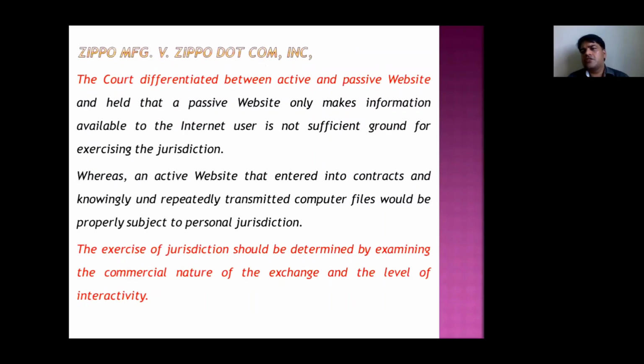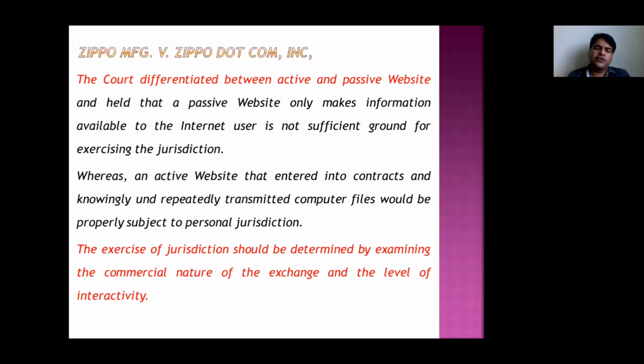Now we will take some very important case laws which talk about the jurisdictional issue in cyberspace. First, we'll talk about two important cases decided by the US courts. Then we will take Indian cases in which the rules laid down by the US courts were applied by the Indian courts also. The first case in this regard is GPO Manufactured versus GPO.com. In this case, for the first time, the US courts differentiated between websites, and the court said that there are two kinds of websites: active websites and passive websites.